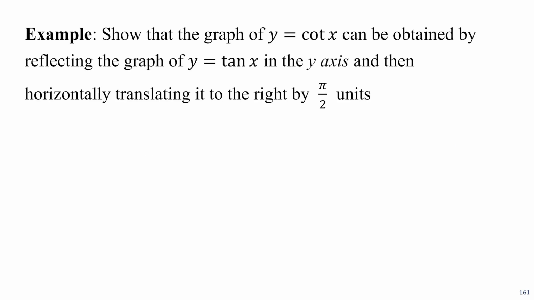Right, next, let's have a look at an example to check your understanding. Can you show that the graph of y equals cotangent x can be obtained by reflecting the graph of y equals tangent x in the y-axis and then horizontally translating it to the right by half of pi units?